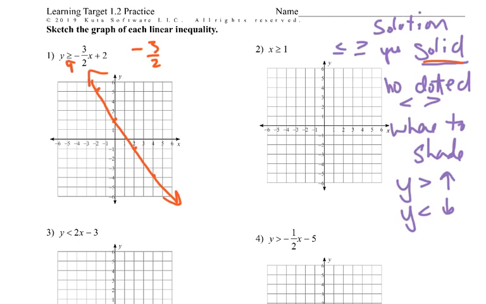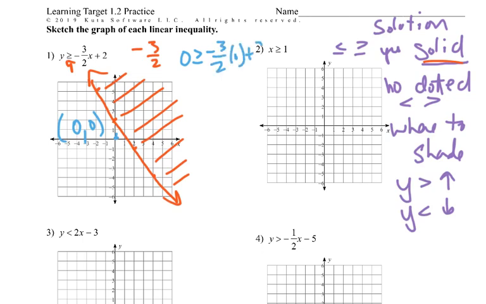Then I've got to figure out how to shade. This says y is greater than, so I'm assuming I'm shading this direction. But I want to use a test point to double check. So I like to use the test point 0, 0. Okay, so I put in 0 for y, 0 for x, and then we solve. So negative 3 halves times 0 is 0. 0 plus 2 is 2. Is 0 greater than or equal to 2? No, it is not.